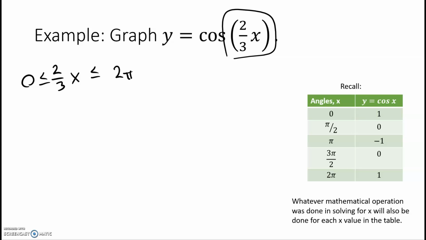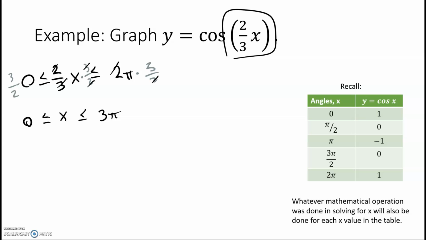And then I'm going to solve for x, which means I need to multiply every single term by the reciprocal. So that'd be 3 over 2, 3 over 2, and 3 over 2. So 3 over 2 times 0, still 0. 3 over 3 and 2 over 2, they cancel out, and I'm left with 1, so just 1x or just x. The 2's will cancel out here, and I'm left with 3 pi. Okay? So whatever you do to the x's here, you'll do to every single x.